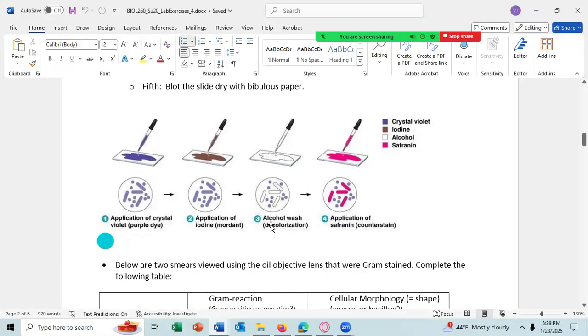And the cells are different at this point. The gram-negative will be clear. The gram-positive will be staining purple. You then apply the counter stain, which is safranin, and that will stain the gram-negative cells pink. But the gram-positive cells retain the crystal violet, so they will appear purple. Any question about any of that?